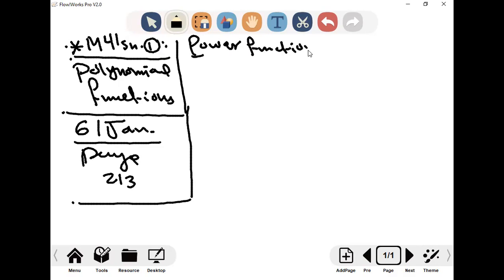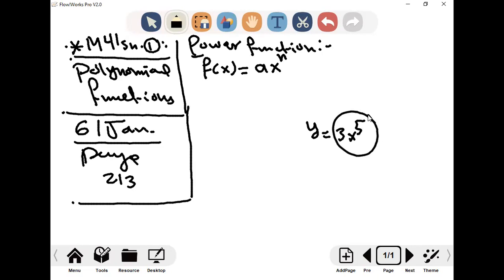Power function, the form of it is f of x or y equal a x to the power n, like 3x power 4, ax power n. We call it a power function, and this is one term. When I say y equal 3x power 5, how many terms here? One term. If I make 3x power 5 plus 7, how many terms here? Here 2 terms. Plus and minus make the number of the terms, okay?